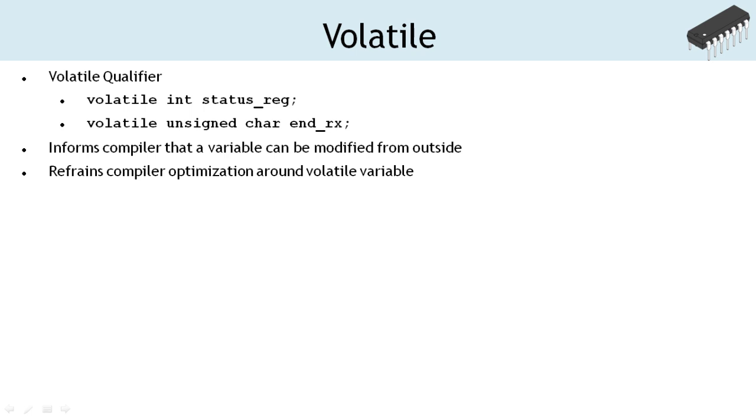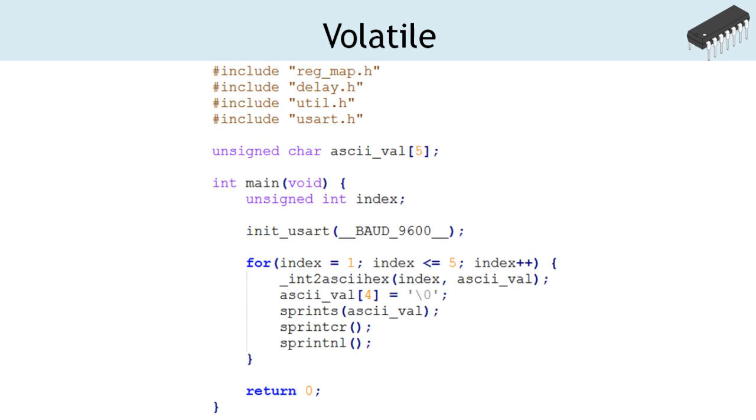Volatile instructs the compiler that the variable has the possibility to be modified from outside the program being compiled, and no optimization is to be done around the variable. In this lesson, we shall look into the volatile keyword and discuss its effect on the compiled code. Let's understand it with an example.